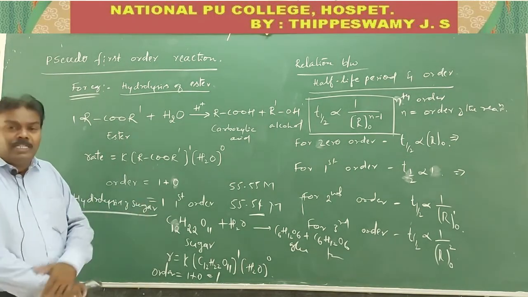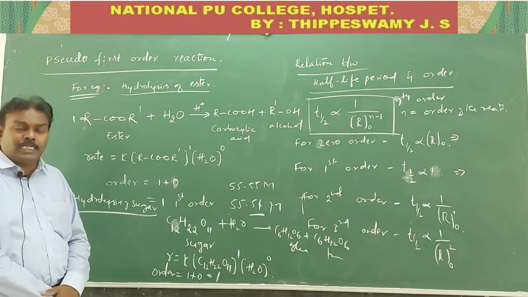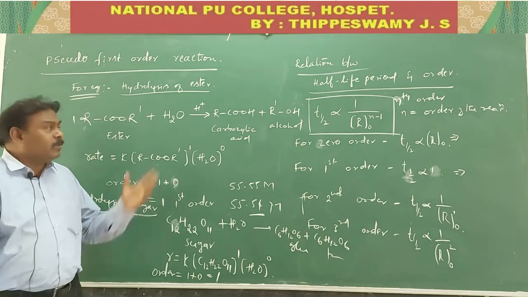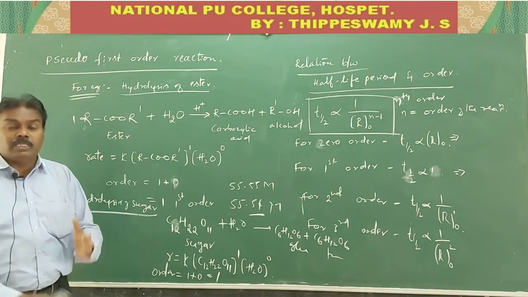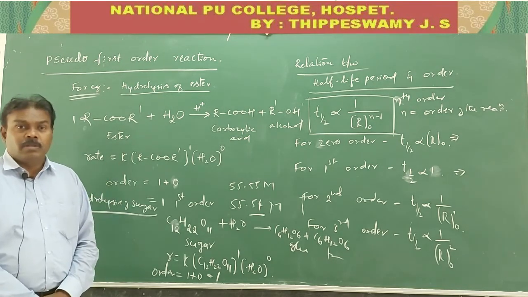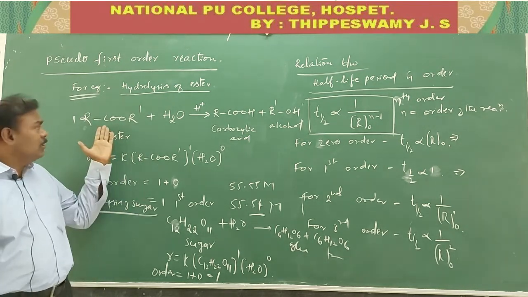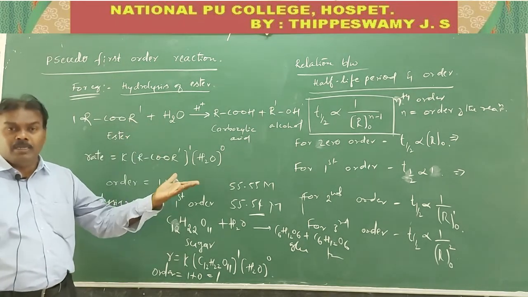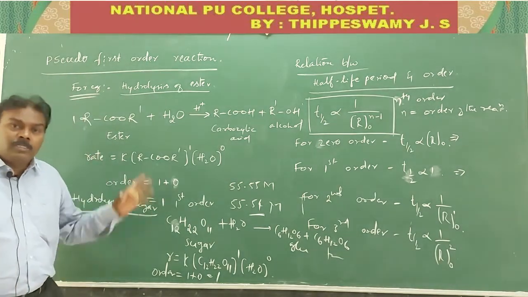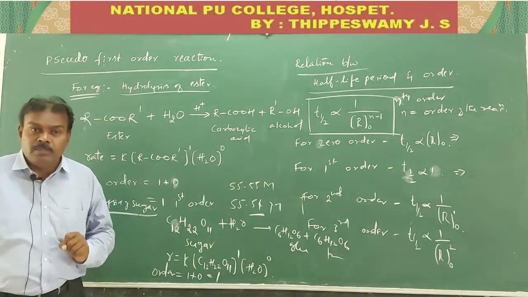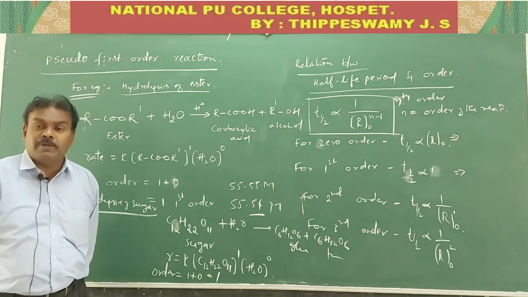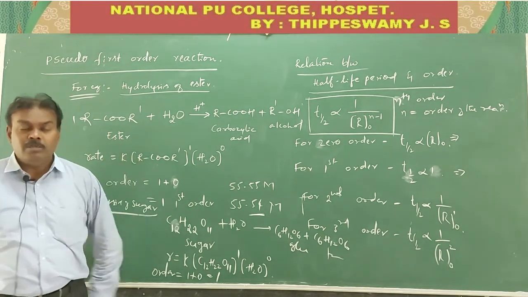We can also define it in a different manner. What is pseudo first order reaction? The reaction in which order is 1, but the molecularity is 2 or more. Because any of the higher order can be converted into first order means the reaction in which order is 1 and molecularity is more than 1, that is 2 or more. Like this also we can define the term pseudo first order reaction.